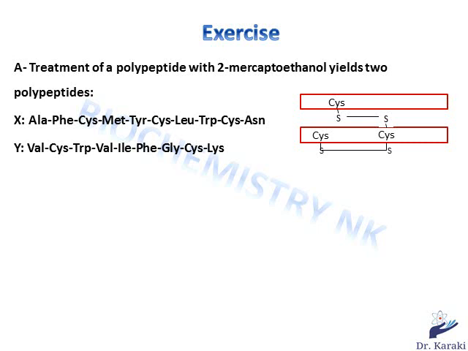In this exercise, treating the polypeptide with 2-mercaptoethanol yields two polypeptide chains. This means that the original polypeptide is made of two subunits. It has a quaternary structure, and the two subunits are linked by SS bridges. The chains X and Y are made of the following amino acids placed in their correct order as given. Since the polypeptide is not subjected to an acid hydrolysis, we have just broken the SS bonds.